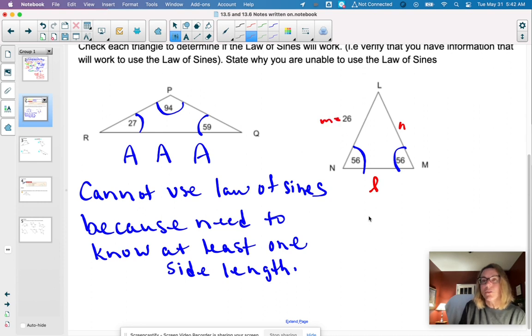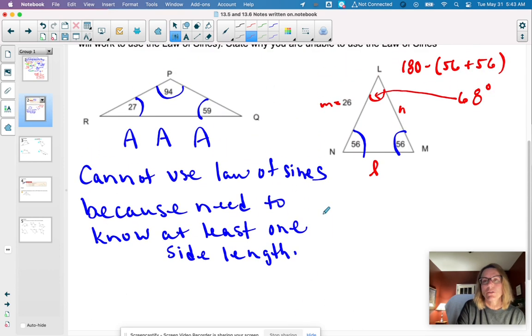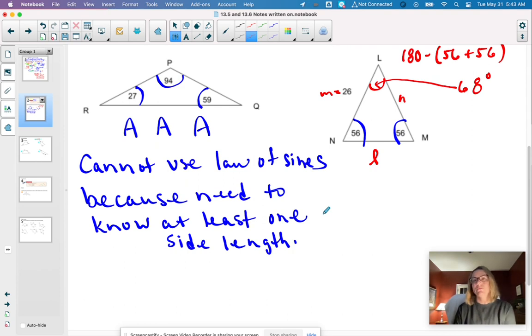And so, first of all, I can find the missing angle because we know the sum of all of the angles in a triangle is 180. And if I subtract off the other two angles that I know, we have 180 minus 56 plus 56 is 68 degrees. So 68 degrees is that angle right there. All right, because that's what we're trying to find here. We're going to try to find all the angles, which in this case was easy because we're given two, so we know all three add up to 180. Now let's find our missing side.